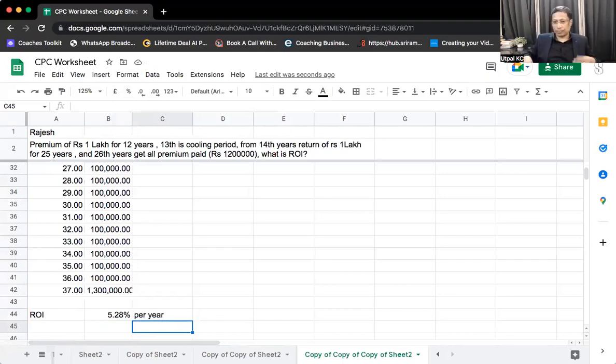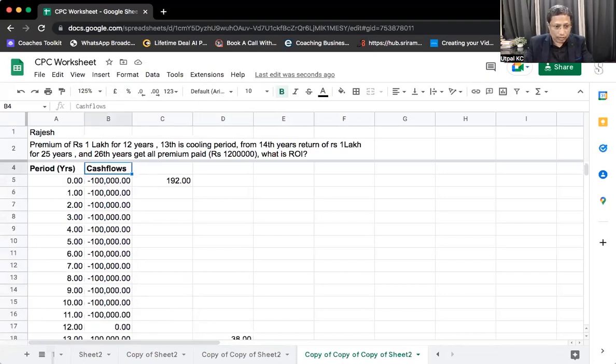Five point two eight percent. So you decide what is good, bad, ugly. It's your call. Okay, so this is how it is. If it is good, then it's good. If it is not good, then, if possible, stop it. If it is not possible to stop it, then make sure from today onwards you are not going to buy similar kinds of products.